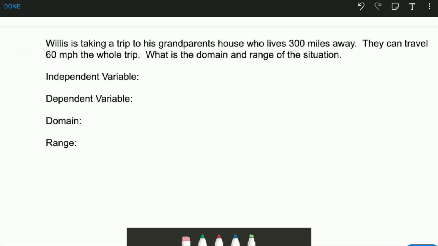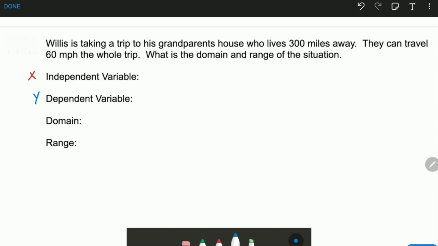Okay, in this example, Willis is taking a trip to his grandparents' house, who live 300 miles away. They can travel 60 miles per hour the whole trip. What is the domain and range of the situation? In order to do domain and range, we first have to know what the independent and dependent variables are. Independent variable, which is usually represented by x, and the dependent variable, which is usually represented by y.